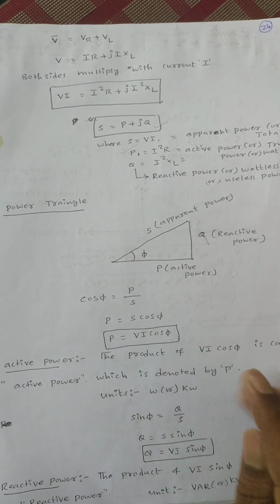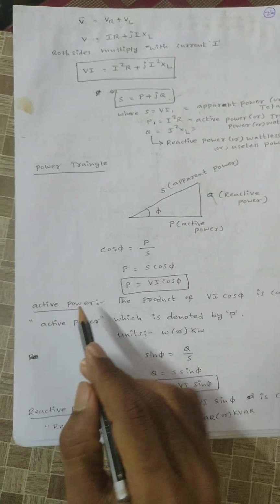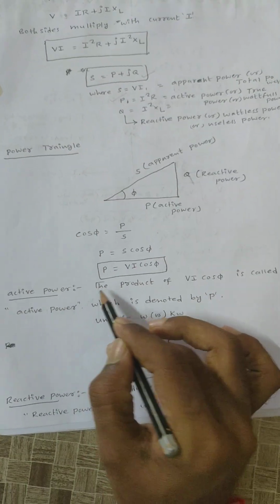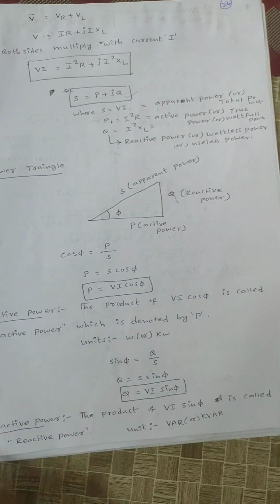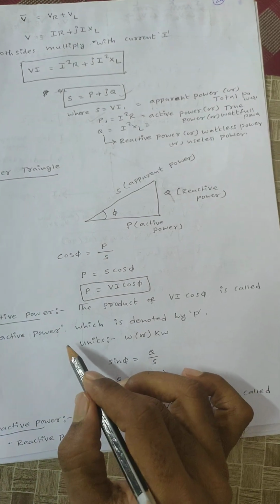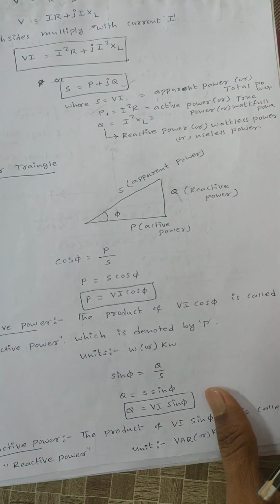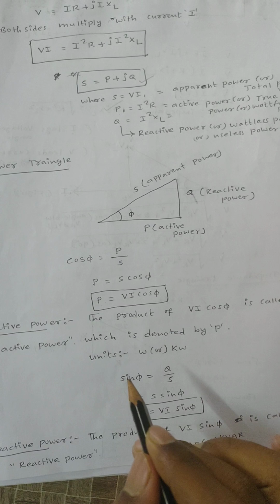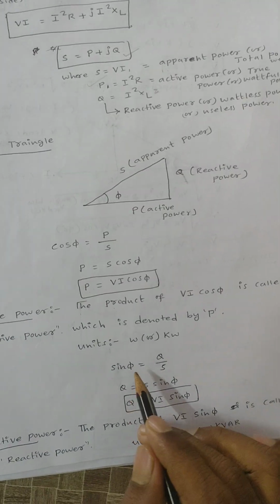This P is nothing but active power. If I write it in the form of a definition, the product of VI cos phi is called active power, which is denoted by capital P. The units for power will be watts or kilowatts.